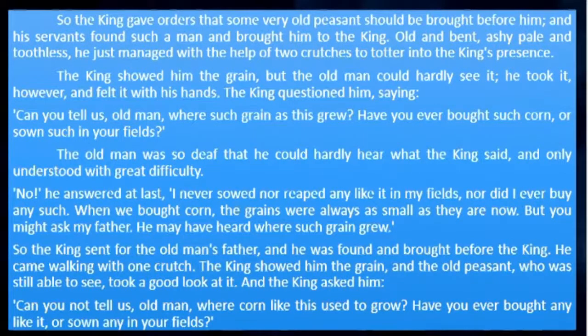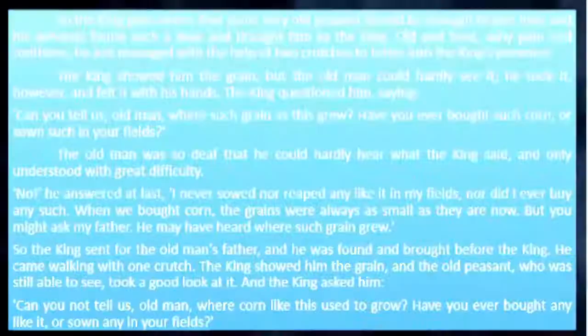So the king sent for the old man's father, and he was found and brought before the king. He came walking with 1 crutch. The king showed him the grain, and the old peasant, who was still able to see, took a good look at it. And the king asked him, "Can you not tell us, old man, where corn like this used to grow? Have you ever bought any like it or sown any in your fields?"